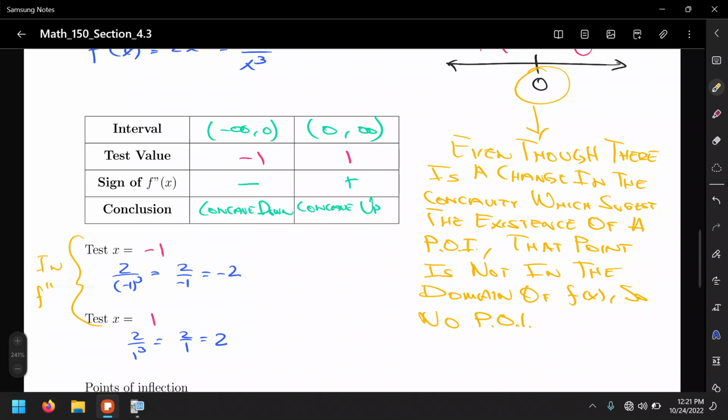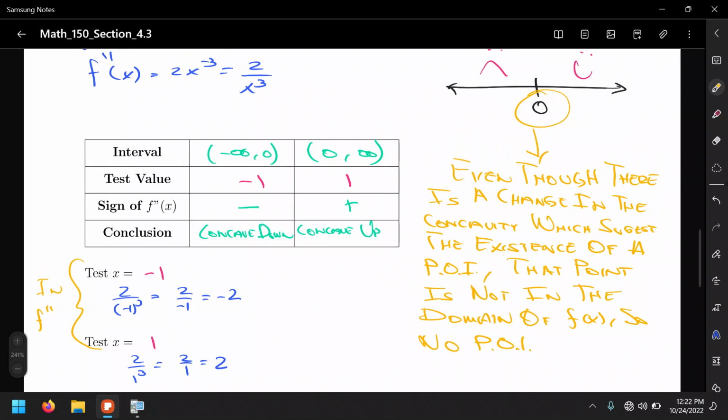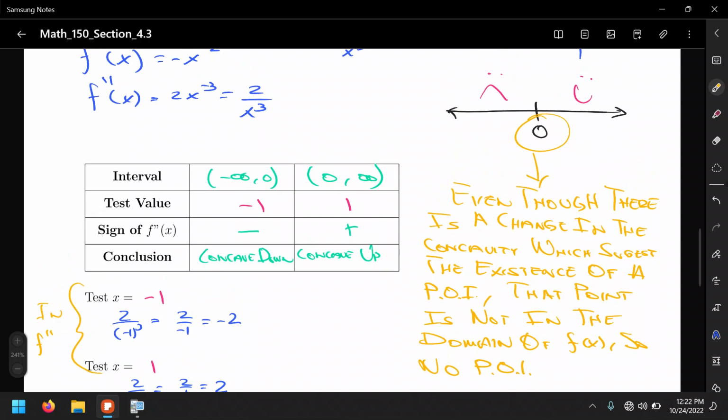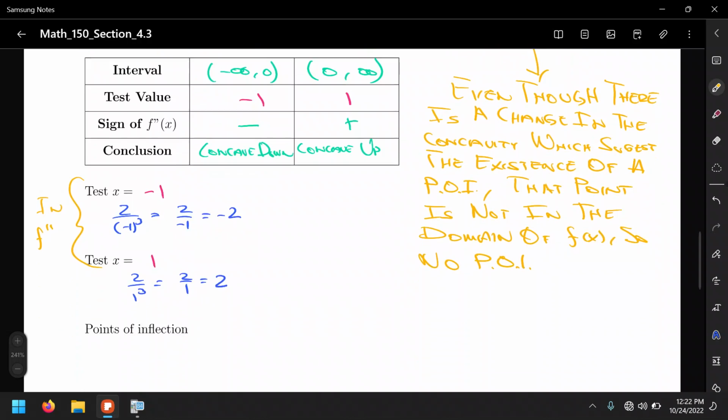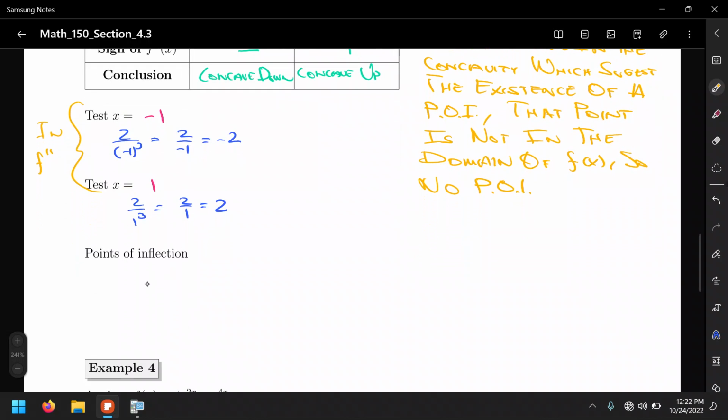And here is where these kind of problems get a little tricky. Yes, I'm actually seeing that it's changing from concave down to concave up, or vice versa. But the issue here again is that for that critical value, it's not defined in the original function. So even if you see a change in the behavior, which suggests the existence of a point of inflection, it's not a point of inflection because there's nothing in the original function. All right, points of inflection, NA.